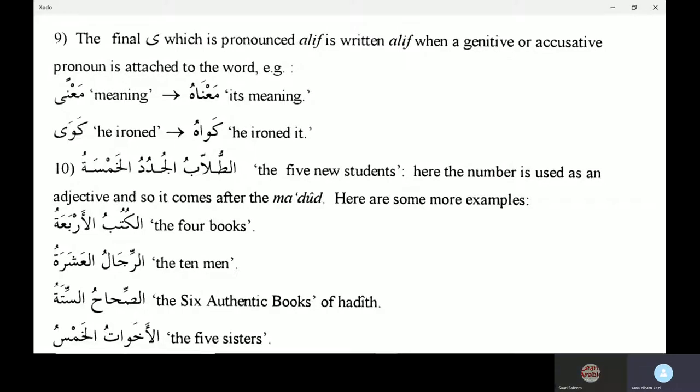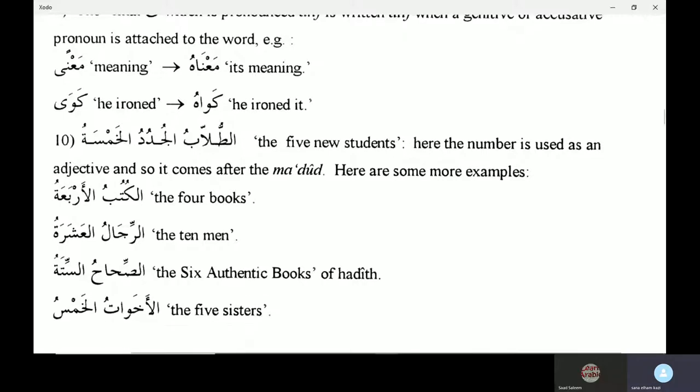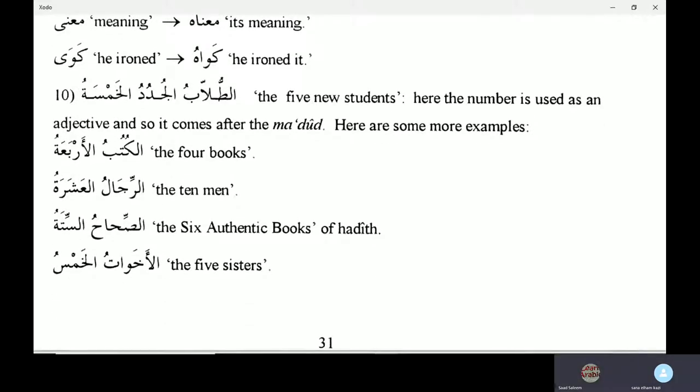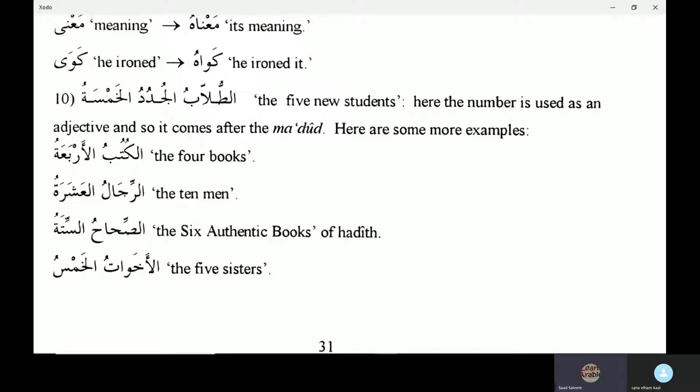At-tulabul jududul khamsatu, the five new students. Here, the number is used as an adjective, so it comes after the madud. Here are some examples. Fark ye hai, jaise humne ye sikha tha khamsatu tulabin jududu, lekin yahan pe humne isko as adjective le liya to ye sara system tabdil ho gaya, tulabu pura jumla hi marfu ho gaya.